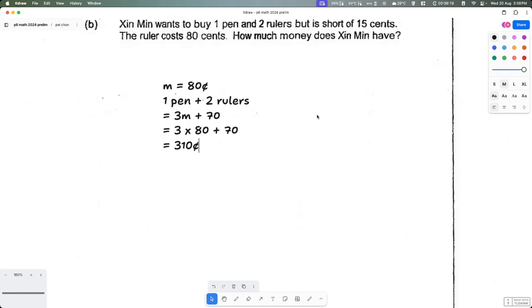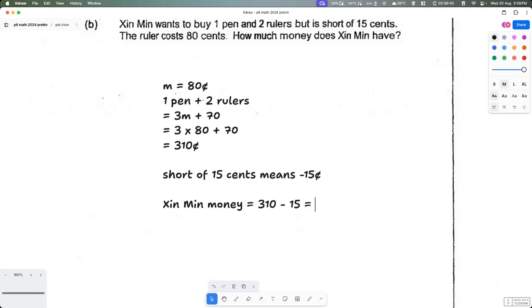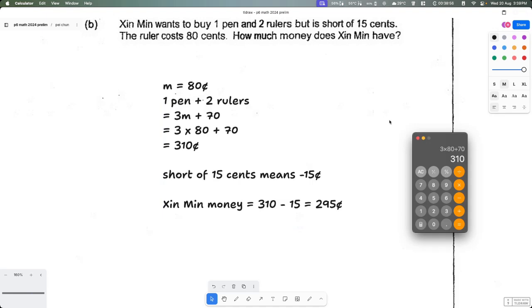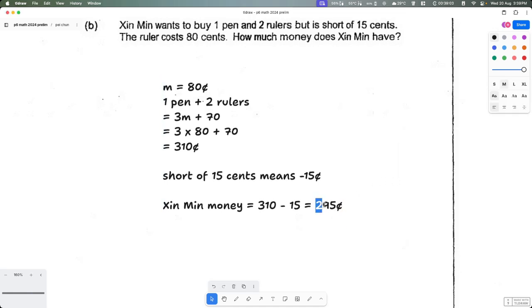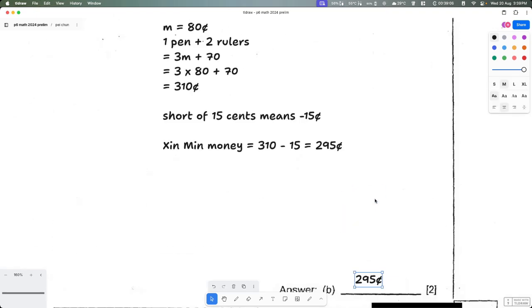Okay. So the thing is that Xingmin was short. So Xingmin's money is equal to 310 minus 15. Short of 15 cents means minus 15 cents, right? So with this, 310 minus 15 should be 295 cents. You can put cents or dollars for your final answer. It says money unless it says expressed in dollars, right? So 310 minus 15 is 295, so you can put 295 cents. That works as well.